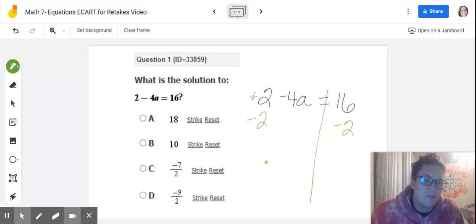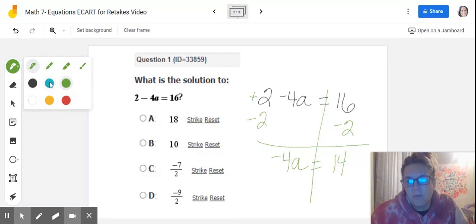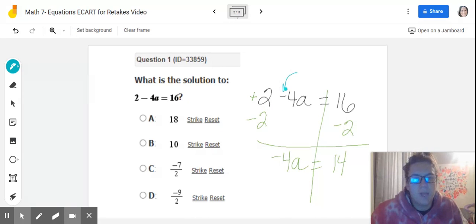So the first thing you should have done on your workspace was subtract 2 on both sides. Another hard thing about this problem is the minus sign. There's a minus sign in front of the 4, and that makes that 4 a negative. So you have to bring it down because you're basically multiplying the a by a negative 4. And so the opposite of multiplying by a negative 4 is dividing by a negative 4.